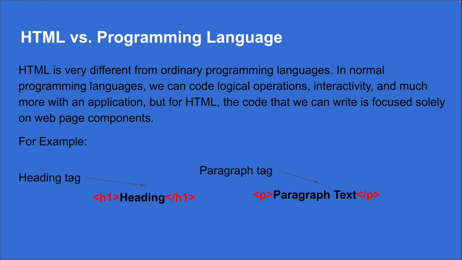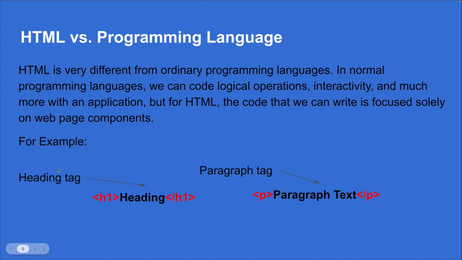So HTML versus programming language. HTML is not a programming language, and can we believe that? Pretty much it's not really a programming language. HTML is very different from ordinary programming languages. In normal programming languages, we can code logical operations, interactivity, and much more with an application. Well, for HTML, we can't really do all that. It only has web page components that solely work for building a web page.